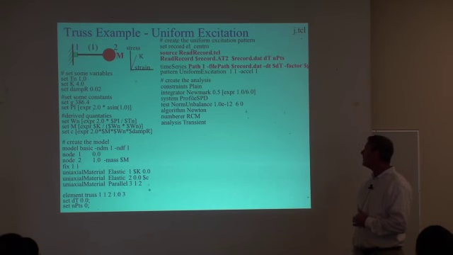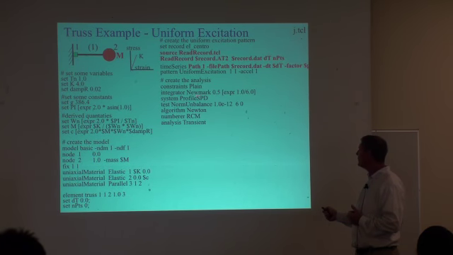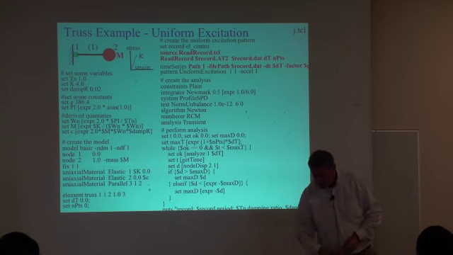Okay? So now the only difference here from the static analysis is, we've seen this before in that first presentation, we're using Newmark, gamma 0.5, beta, whatever that's pronounced. The rest is the same.